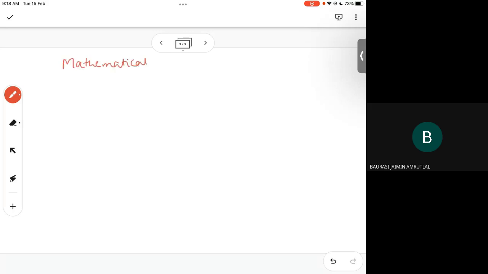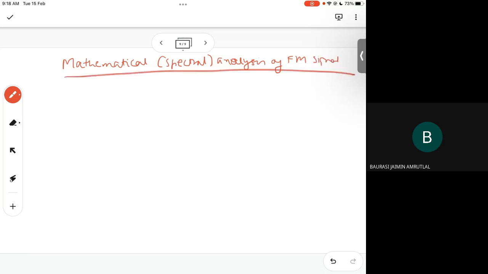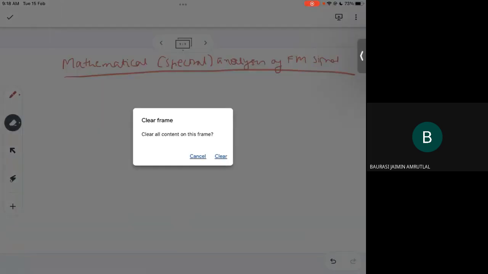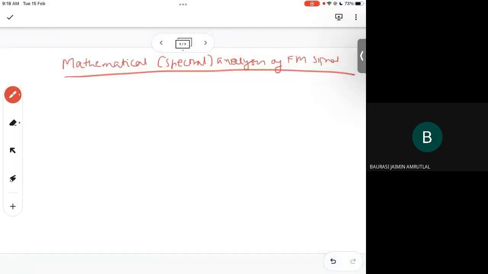When we talk about the mathematical analysis, it also means the spectral analysis, because I'm working in terms of the frequency spectrum and so on. So here also we normally talk about the mathematical and spectral analysis of the FM wave, of the FM signal. Okay, how to go about that? Let me put this down.